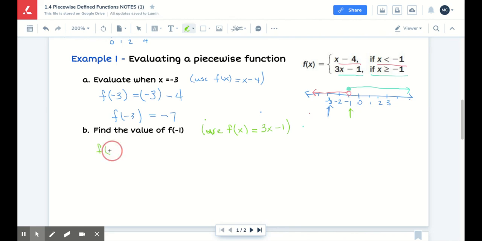So down here, I'll say f of -1 is equal to, and then I'm going to be using 3x minus 1, but I have to replace the x with -1. So this would be 3 times -1 minus 1. And then following order of operations from here. So 3 times -1 is -3. -3 minus 1 is -4. So I would say f of -1 is -4.